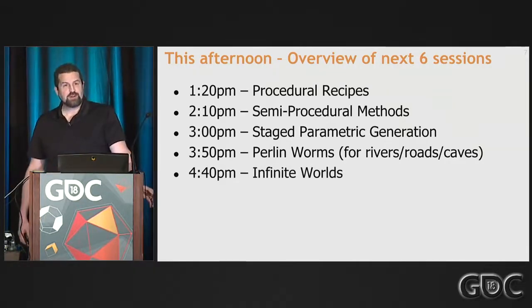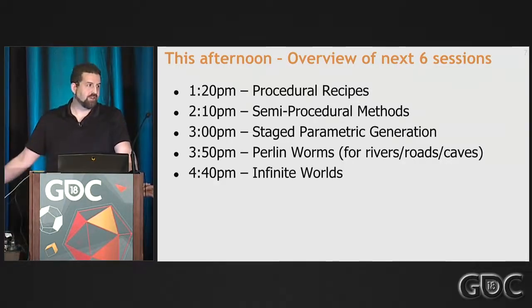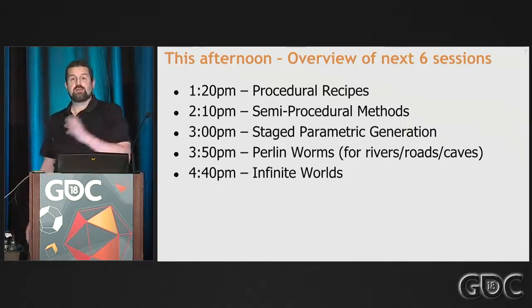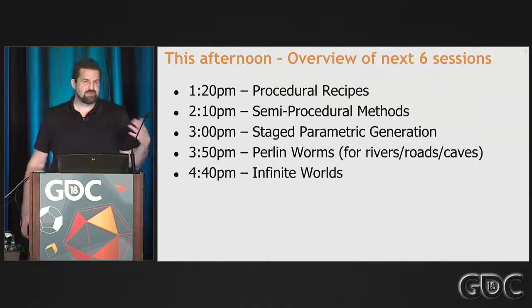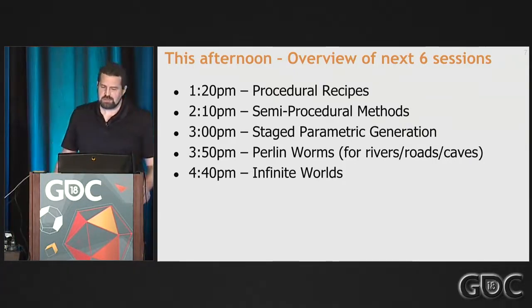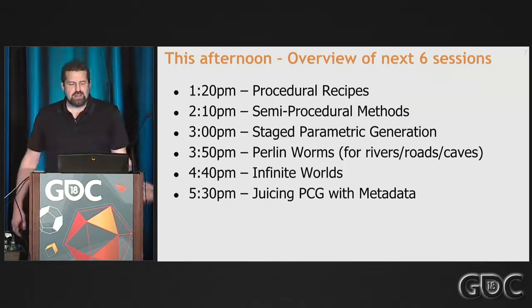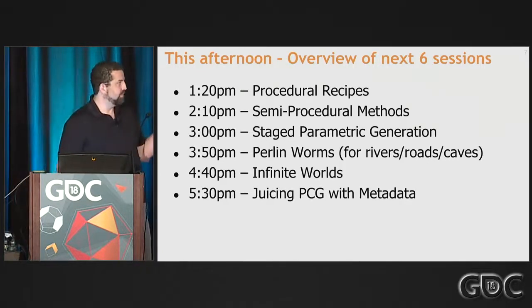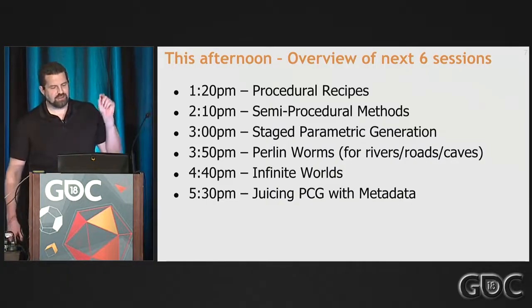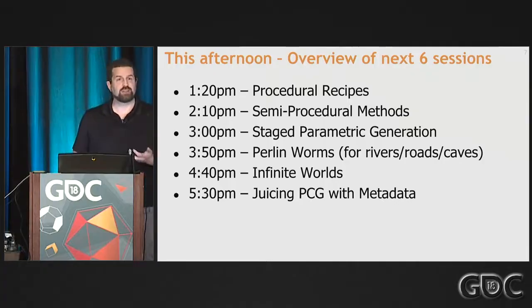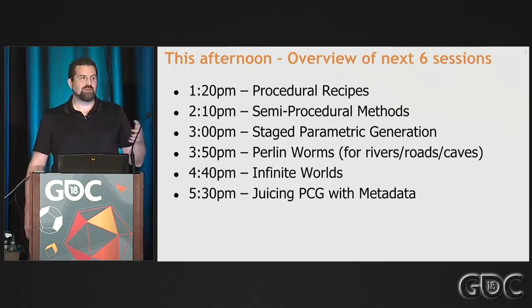At 4:40, I'll talk about some of the problems endemic to having a ridiculously large or infinite world and how that's in some ways fundamentally different than having a medium-sized or finite world, and the differences in the problem spaces and how to solve some of them. And then we'll wrap up with probably the most hippie Zen talk, which is trying to bring some more flavor and life into procedural content generation using metadata, and I'll explain what I mean by that.